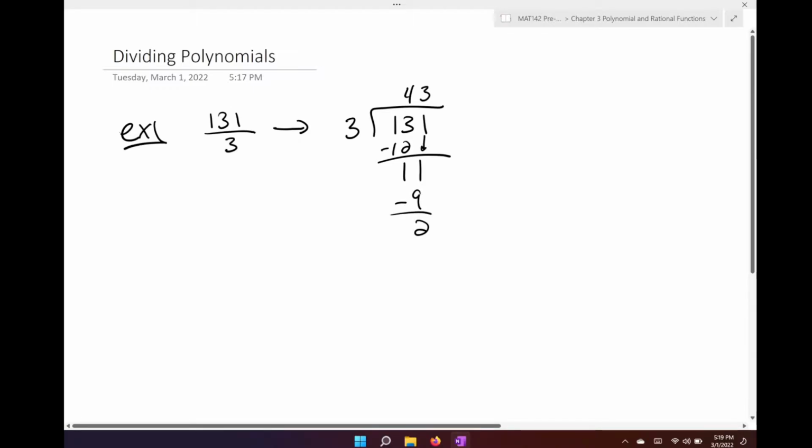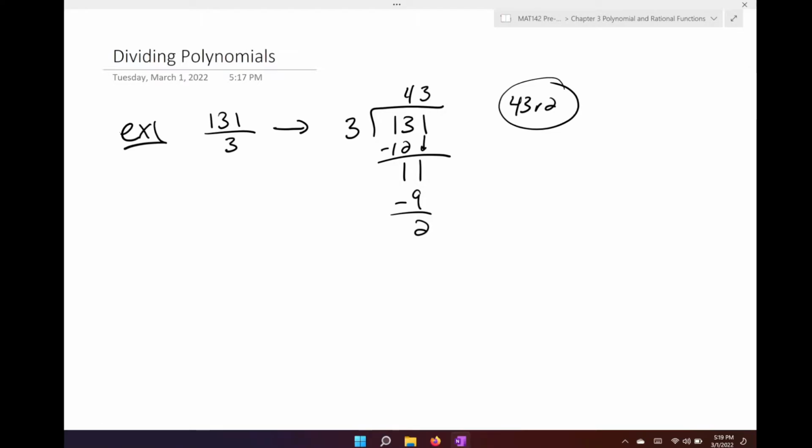Now, I know a lot of us, hopefully, say 43 remainder 2. This is really good if you're teaching division using manipulatives. So you can see, oh, I can create 43 groups of 3 out of 131 objects. It's just I'm going to have 2 left over. The proper way to write this answer is 43 and 2/3. Because that's really what this is.